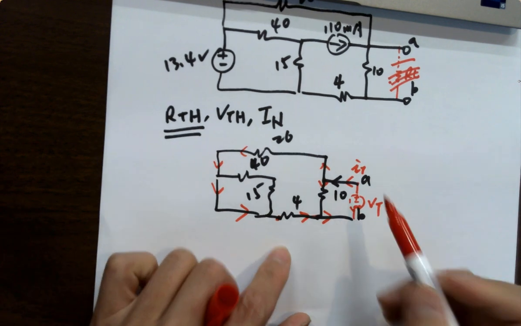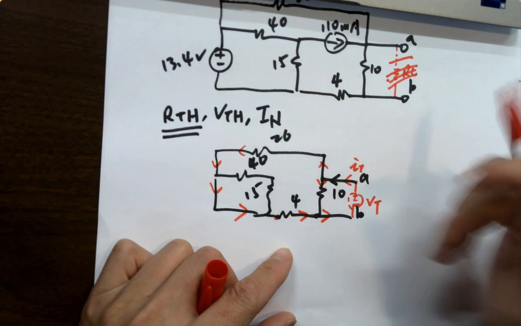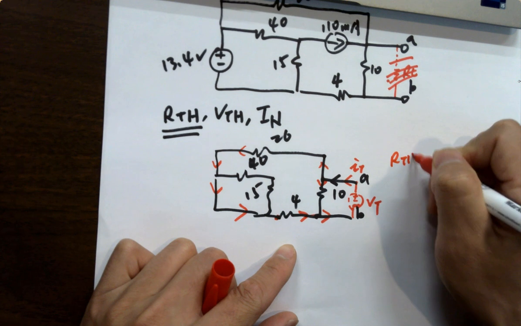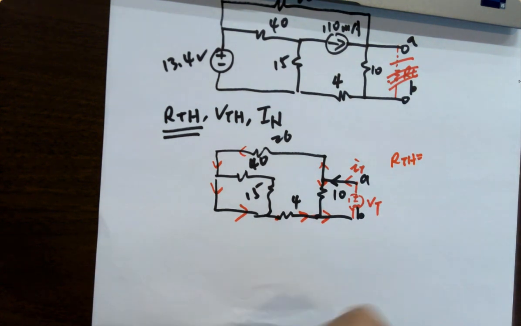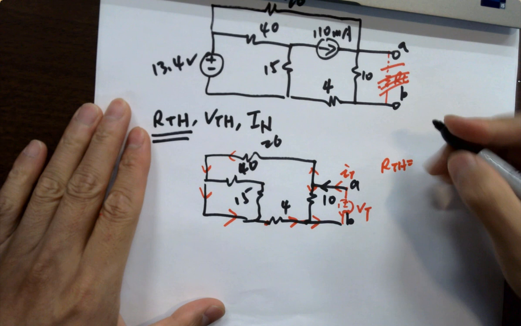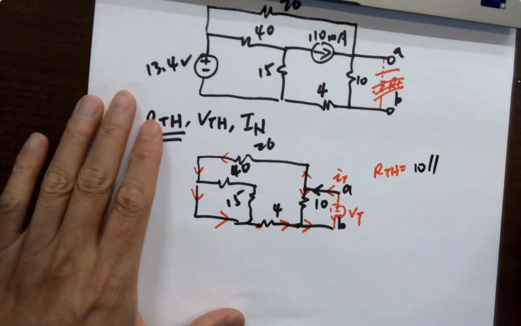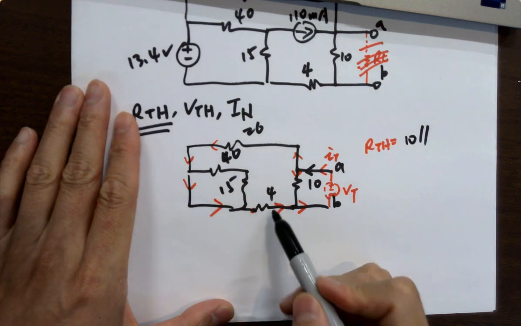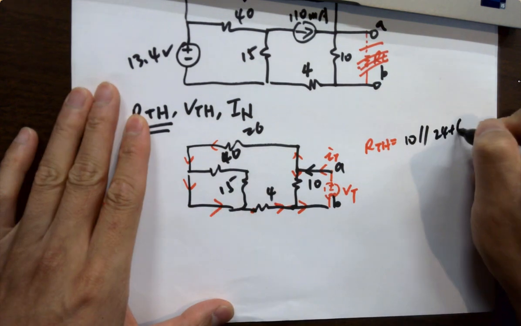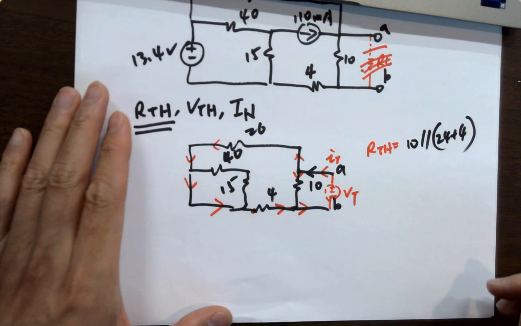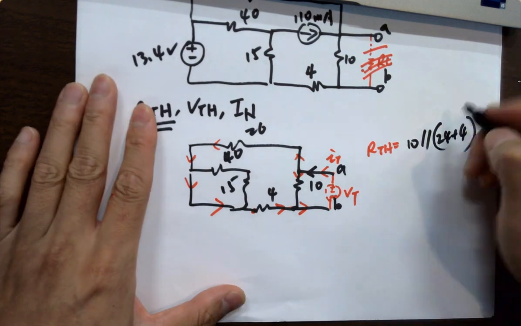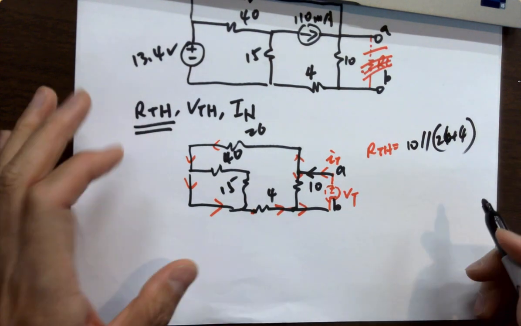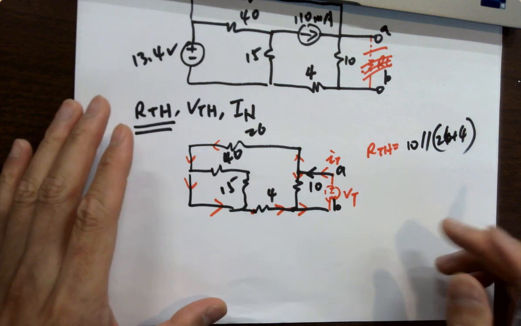It's getting shorted. That's why we know that the RTH is definitely 10 ohms in parallel with something. 26 plus 4, 30. So 30 ohms in parallel with 10 ohms. That's RTH. What about VTH?